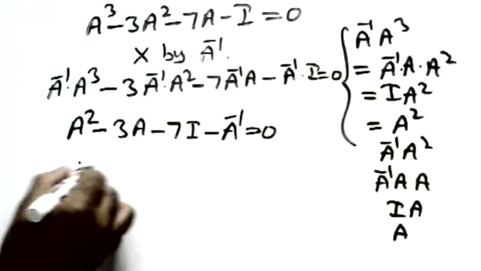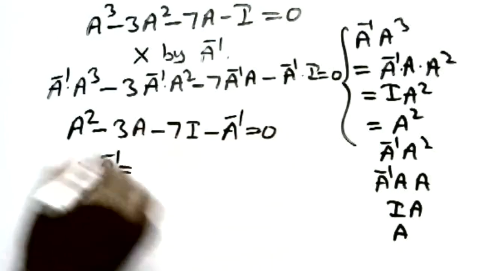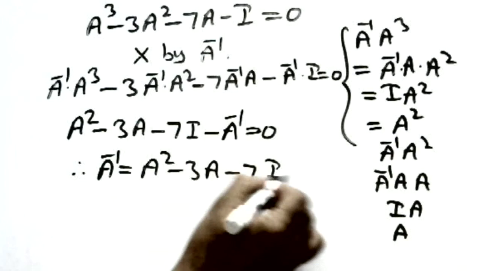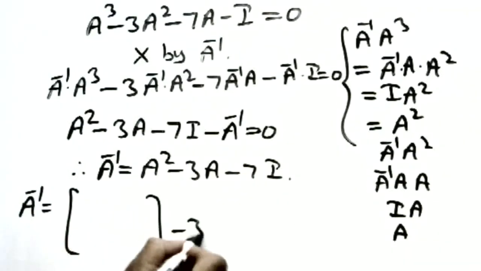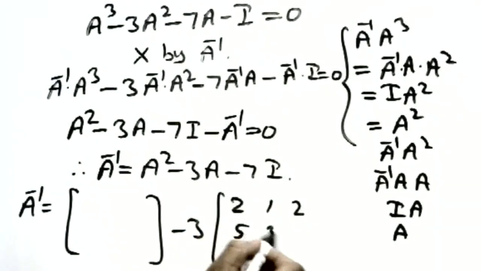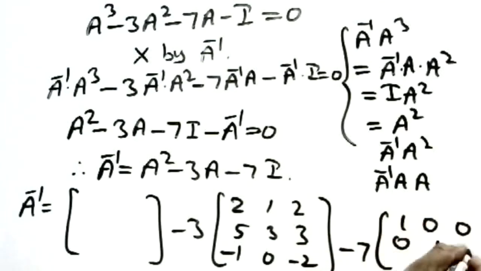Now the next step is to bring A inverse here. Therefore A inverse equals, I brought this minus inverse here, it will be plus. What's left here is A square minus 3A minus 7I. So A inverse equals, let me write these values, minus 3 into A. A is 2 1 2, 5 3 3, minus 10 minus 2, minus 7 into I. The value of I is 1 0 0, 0 1 0, 0 0 1.